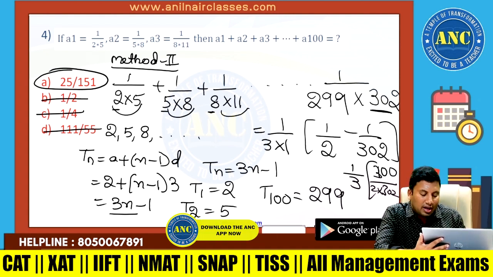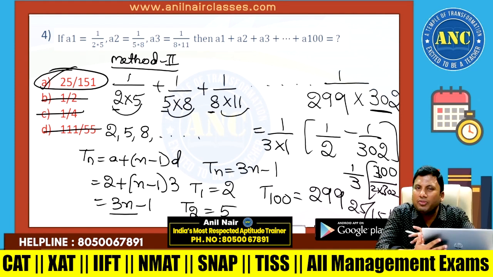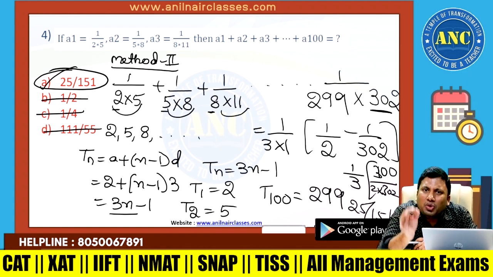So from there the answer is nothing but 25 by 151. I hope the idea is clear. Just because you know one method, don't use that method for that problem. Use your mind. Mind is more powerful than the pen that you are using.